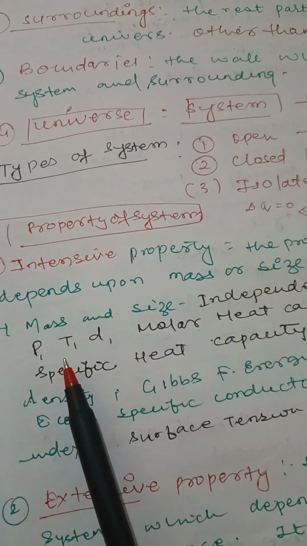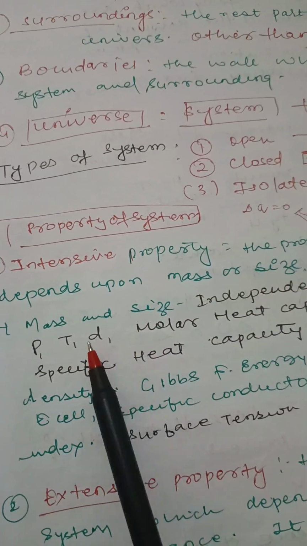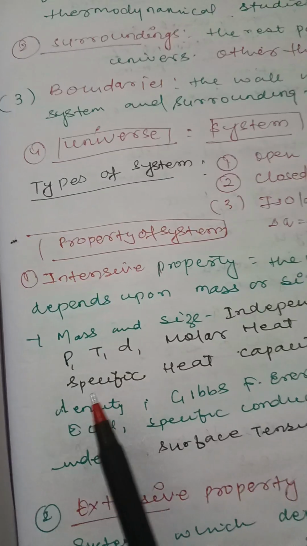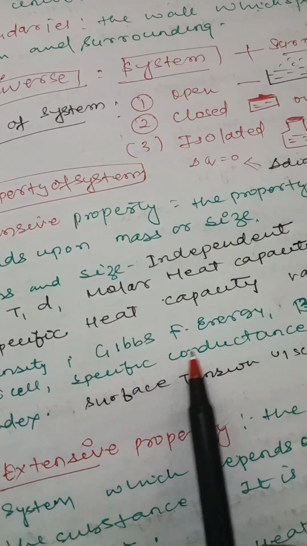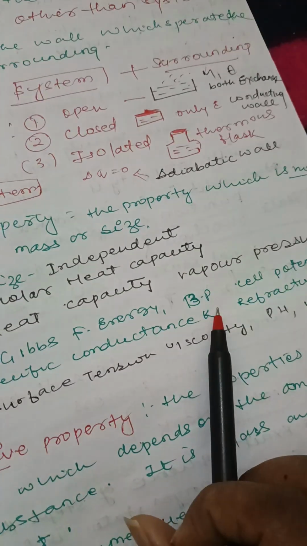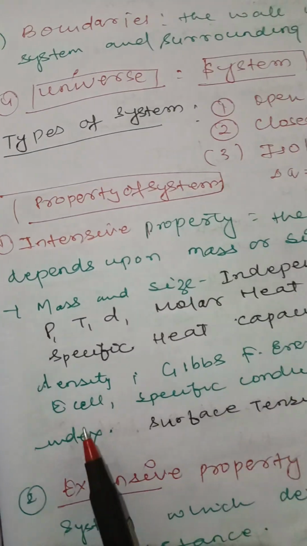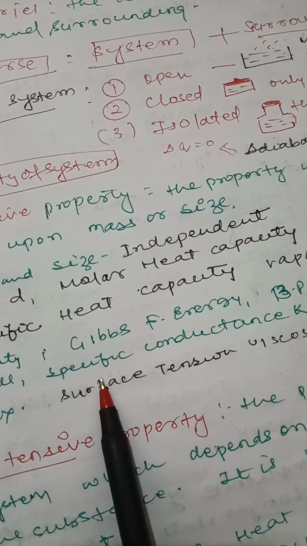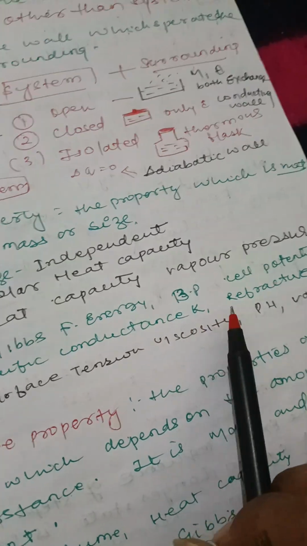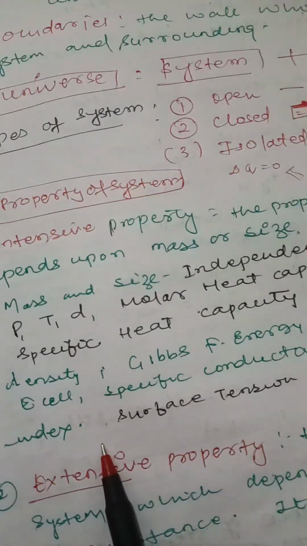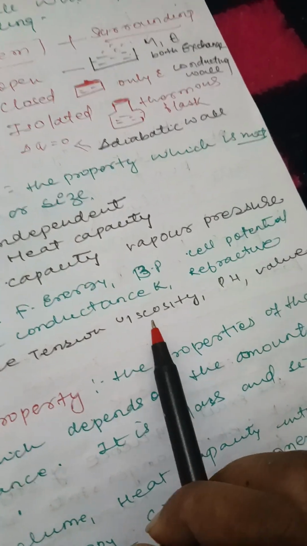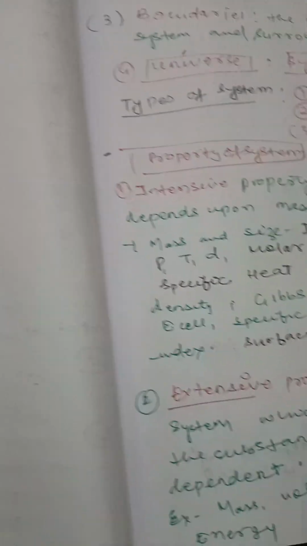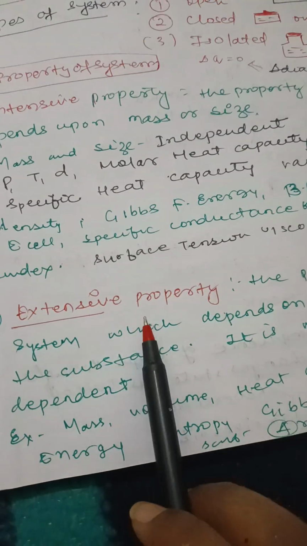Examples: pressure, temperature, density, molar heat capacity, specific heat capacity, vapor pressure, Gibbs free energy, boiling point, cell potential E cell, specific conductance kappa, refractive index, surface tension, viscosity, pH value.